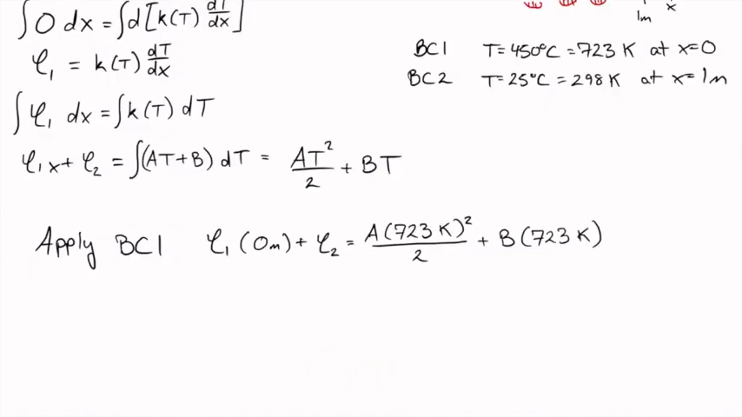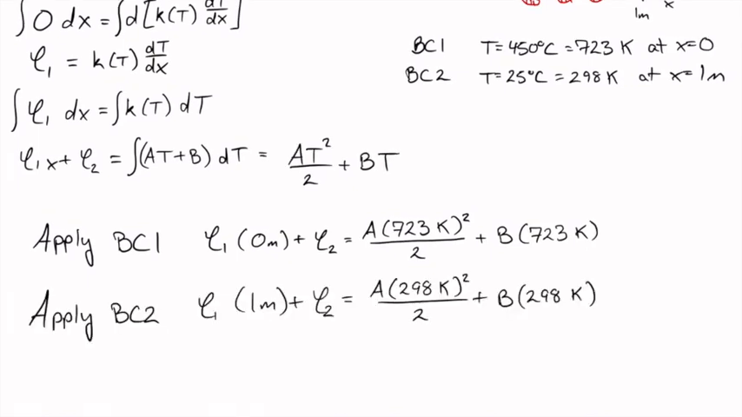And we apply the first boundary condition by plugging in the value x equals 0 meters for a temperature of 723 Kelvin. And we see here that because there's a quadratic dependence of temperature in this expression, we absolutely must use units of Kelvin because those are the units that agree with thermal conductivities. In linear expressions, you can get away with using the fact that a delta T in Kelvin has the same value as a delta T in centigrade, but that clearly does not work here. Next, we apply the second boundary condition, inserting x equals 1 meter for a temperature of 298 Kelvin.